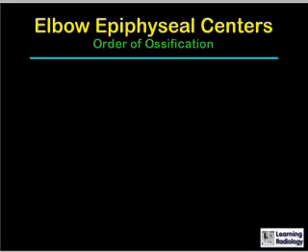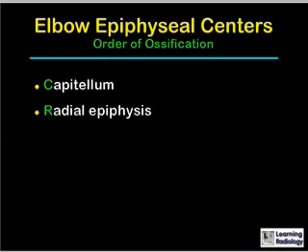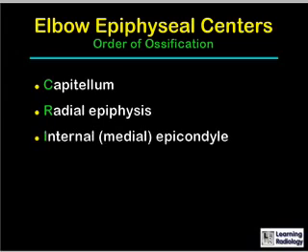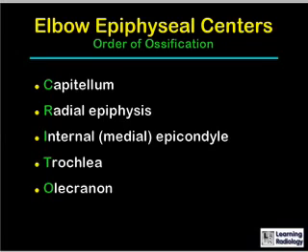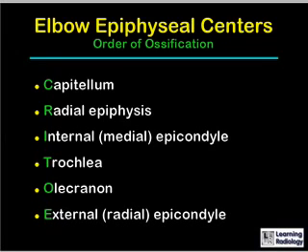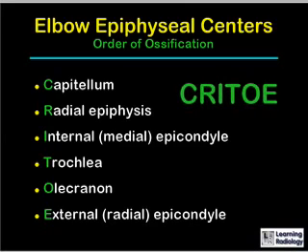It's important to know the order of ossification of the epiphyseal centers around the elbow. The first to ossify is the capitellum, followed by the radial epiphysis, followed by the internal or medial epicondyle, then the trochlea, then the olecranon, and lastly the external or the radial epicondyle. If we take the first letters of each of the centers of ossification, they spell the mnemonic CRITOE.